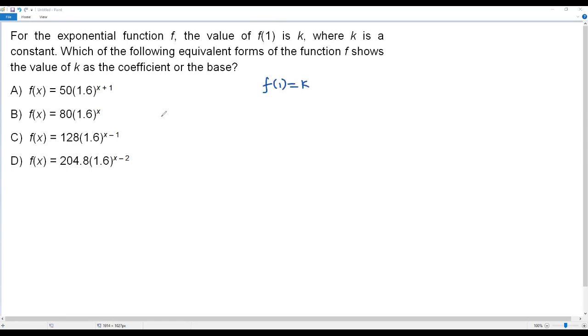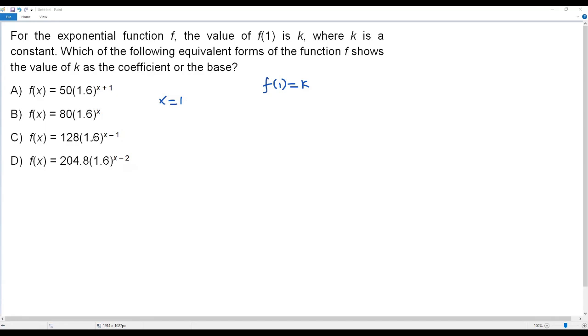Now, what we need to do is plug in 1 for x into the function f of x in each of the 4 answer choices, and then we'll get the value of k. And then we have to check whether the value of k is a coefficient or base. Okay, here to quickly answer this question, we have to identify the exponential function in the given answer choices where the exponent becomes 0 when I plug in x equals 1.